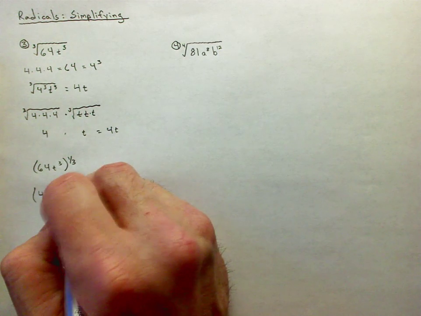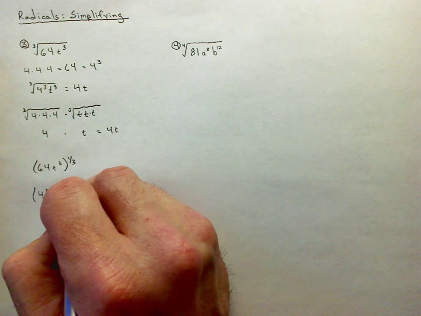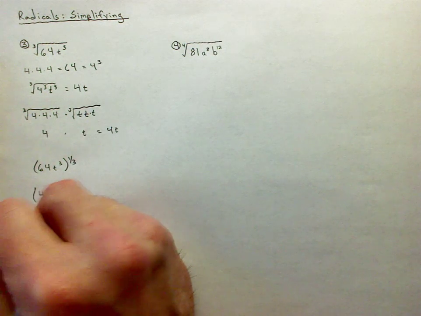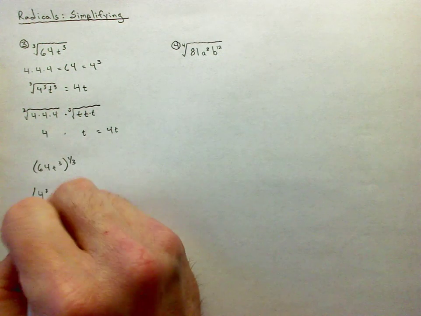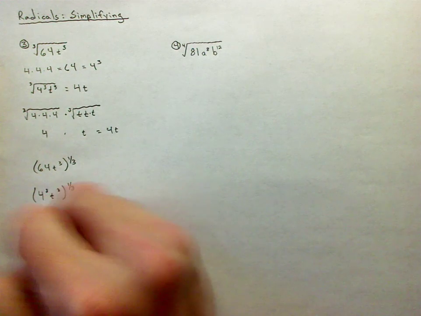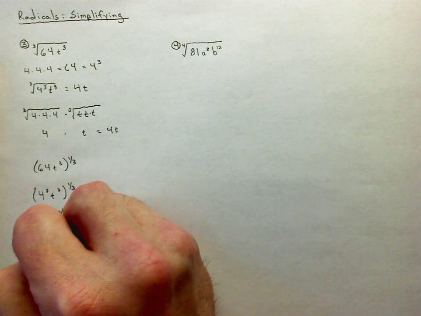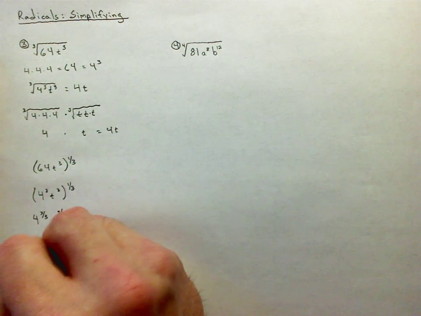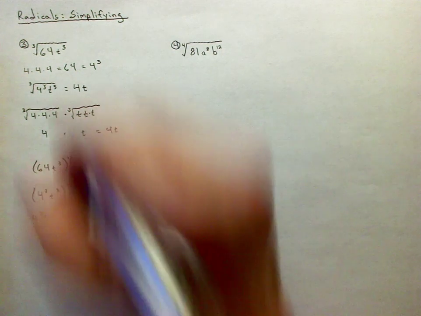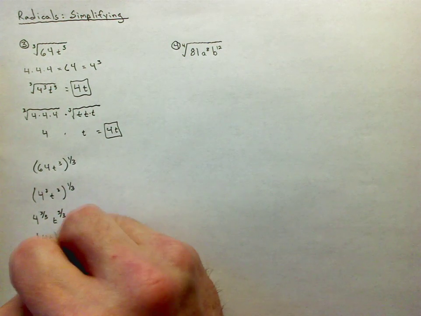So this is the power rule for exponents. I take 1/3 and I multiply it by the exponents: 4 to the third, so 3 times 1/3 is 3 over 3, and t to the third power times 1/3 is 3 over 3. Well, 3 over 3 is 1, so it leaves me with 4, and 3 over 3 is 1, and that leaves me with t, 4t. So in all of these different ways to show you, the answer is 4t.